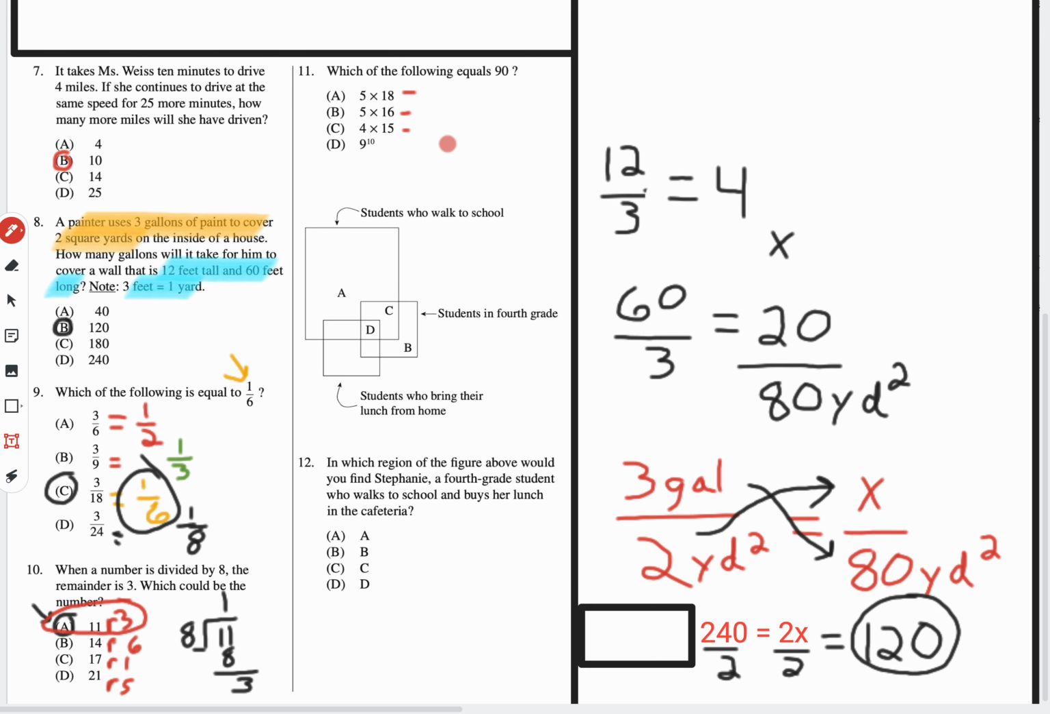Five times 18 will be 100. For example, 5 times 20 is 100. Minus 2, 4, 6, 8, 10 will give us 90. If we want to write this out, we can write 18 times 5. 5 times 8 is 40. We carry the 4 up. 5 times 1 is 5 plus 4 is 9 to get us 90. A is correct.